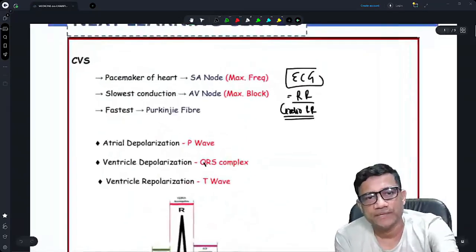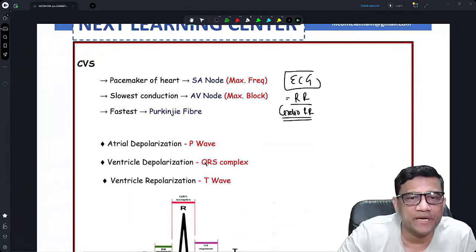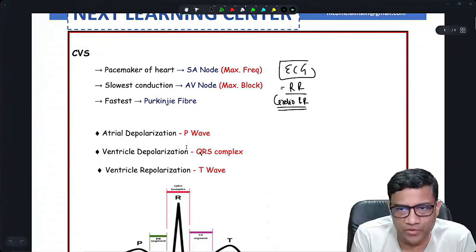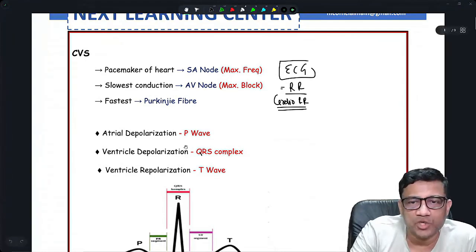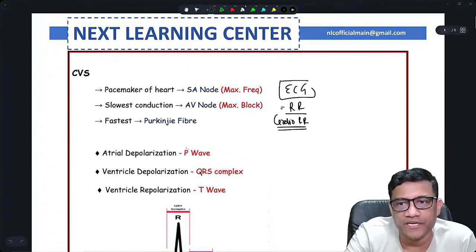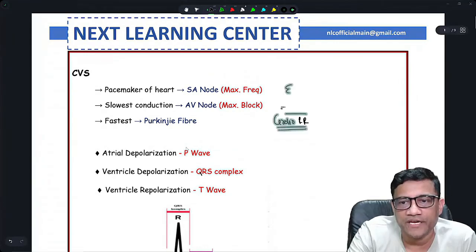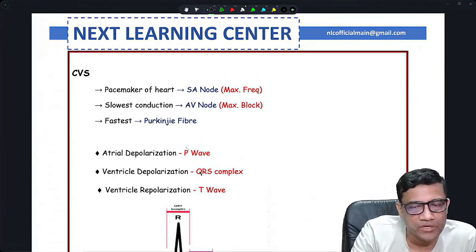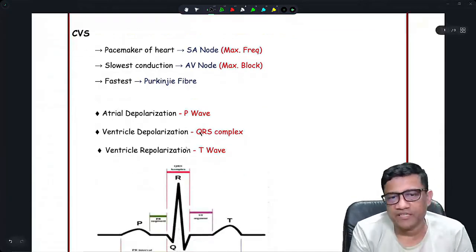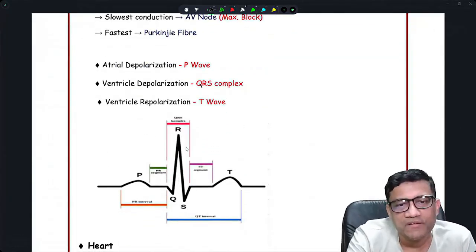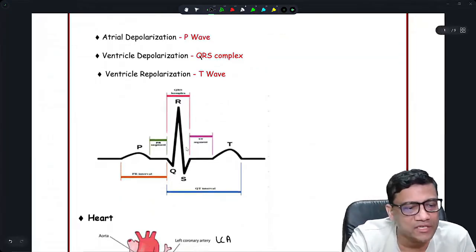Okay, so let's start. First, who's the pacemaker of our heart? The pacemaker of the heart is the SA node. Okay, and then our slowest conduction is where? Slowest conduction occurs in our AV node. That's why it causes maximum block. AV block is here, which I'll discuss later. And fastest is Purkinje fiber. What are the waves? Atrial depolarization causes P wave, ventricular depolarization causes QRS, and repolarization causes the T wave.